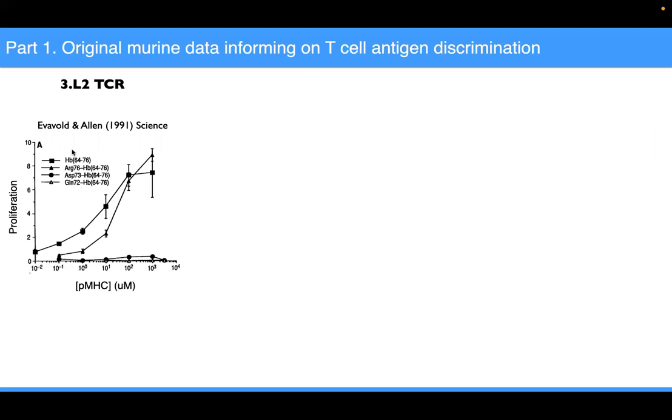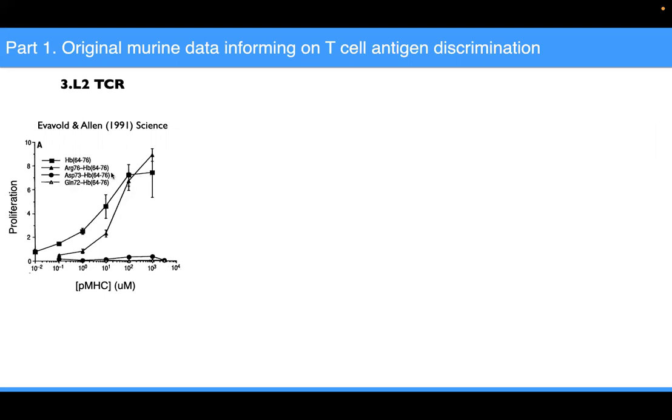And so you can see that for the hemoglobin peptide shown here in the black circles, as you add more and more of this peptide, if you measure the activity of the T cells by their ability to proliferate, you can see that it nicely induces the proliferation of these cells.